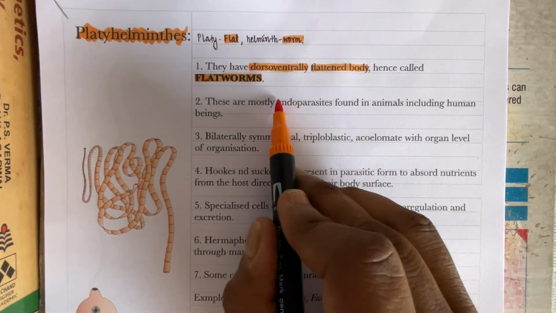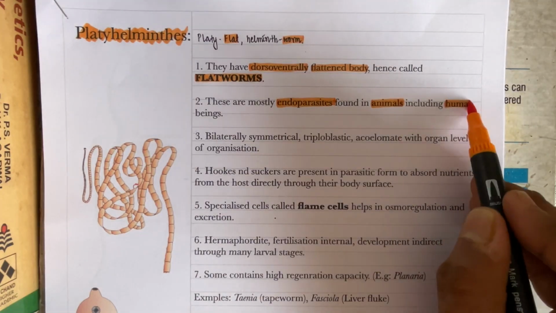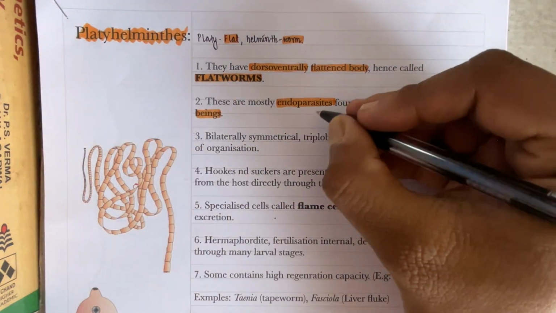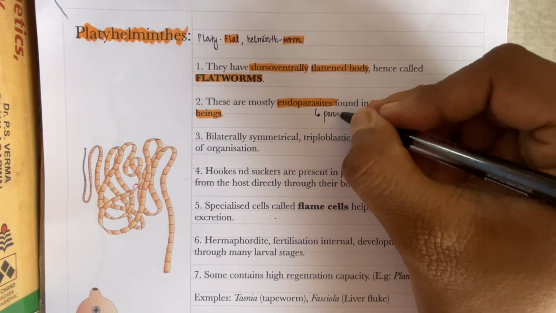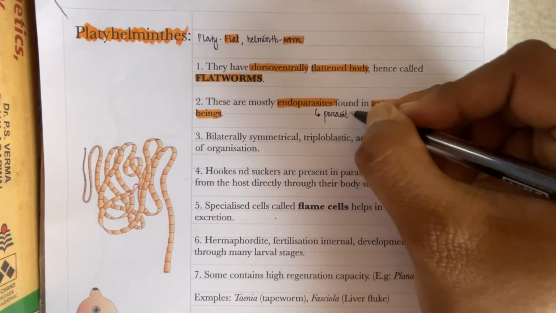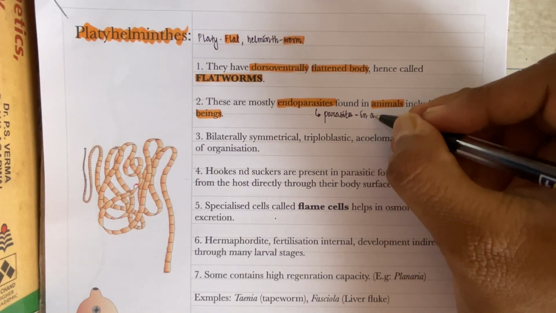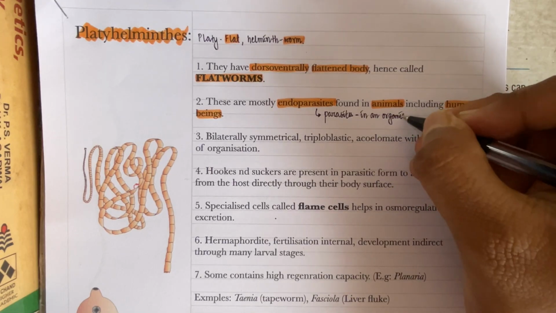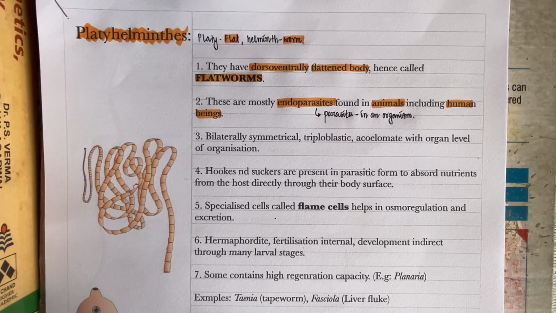They are mostly endoparasites found in animals, including inside human beings. So they are endoparasites. That means they are parasites. Obviously they take nutrition from the living organism in which they are present. This is a very important point, that platyhelminths are endoparasites.